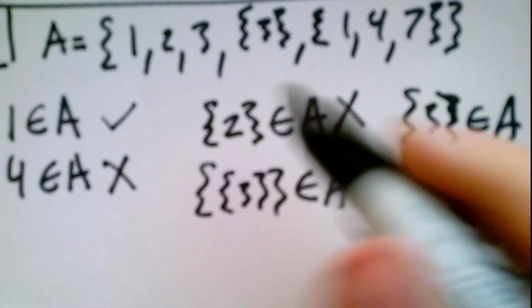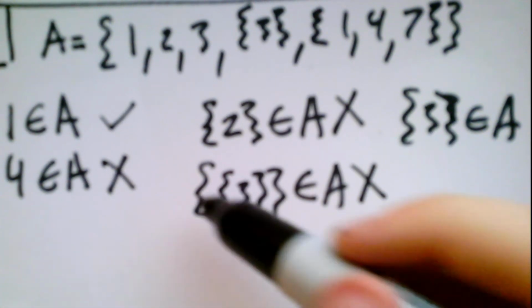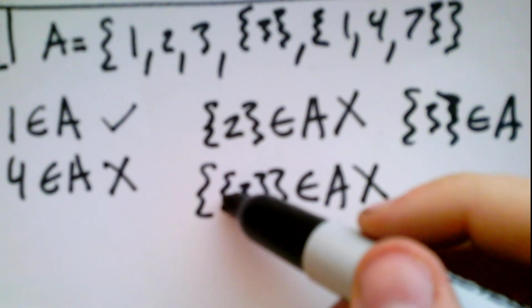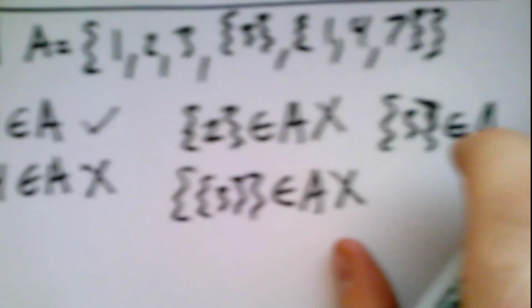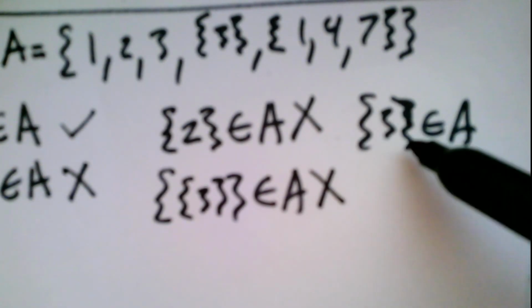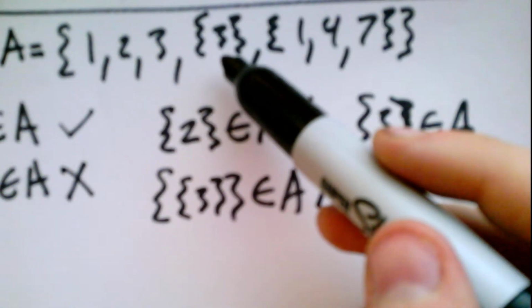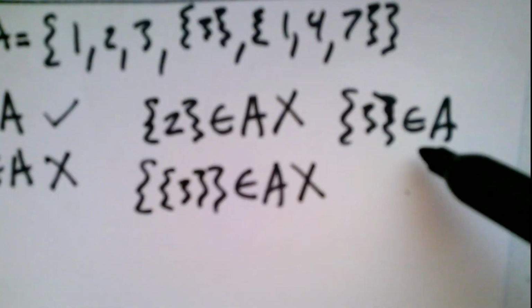This is a suitcase that has nothing in it but a suitcase that has a 3 in it. That's not in A. And the last one, the set containing 3 is in A. That is correct. This is in A, so this statement is true.